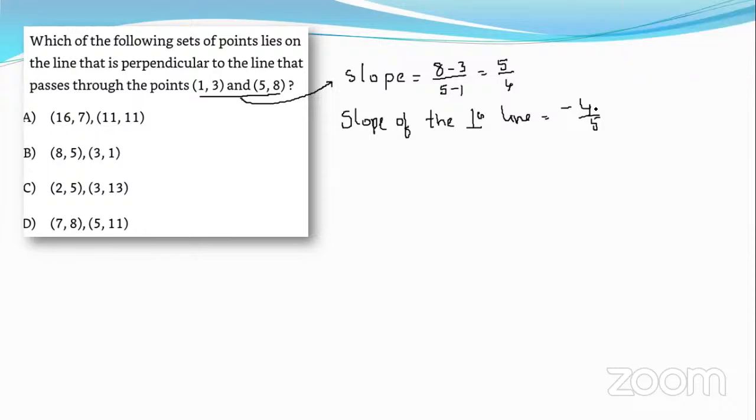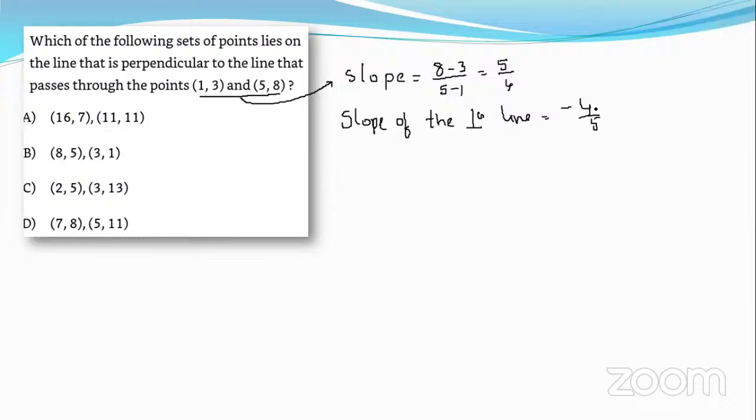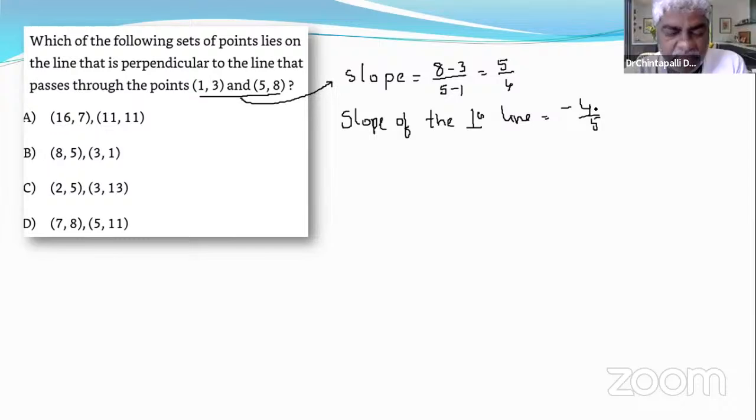So it's not option D. Option D, the last one, is not correct. Which of the following sets of points lie on the line that is perpendicular to the line? Right, let's check.